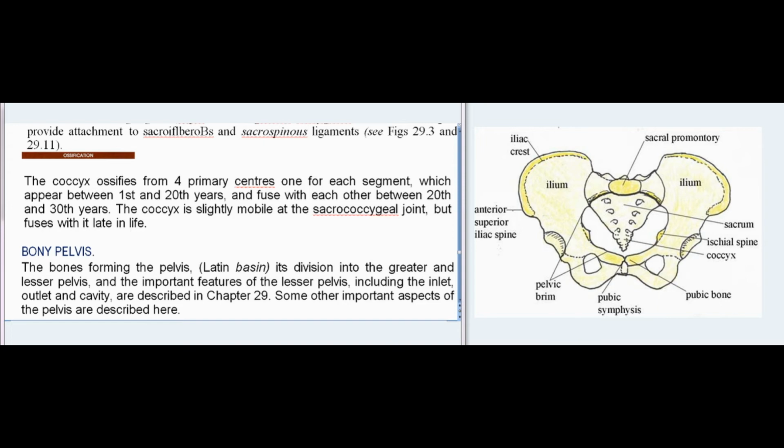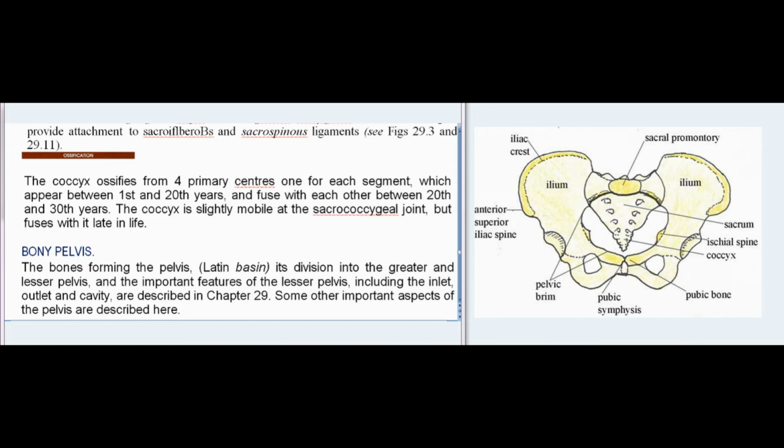Bony pelvis. The bones forming the pelvis, Latin for basin, its division into the greater and lesser pelvis, and the important features of the lesser pelvis, including the inlet, outlet, and cavity, are described in Chapter 29. Some other important aspects of the pelvis are described here.